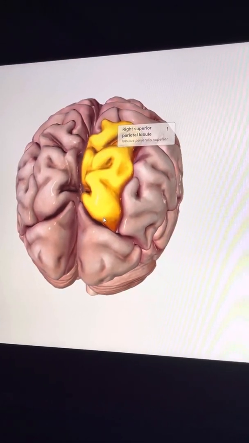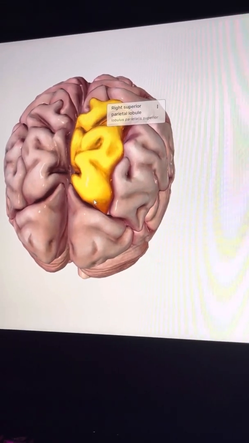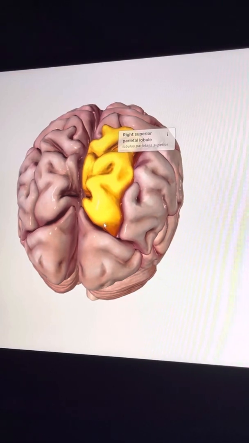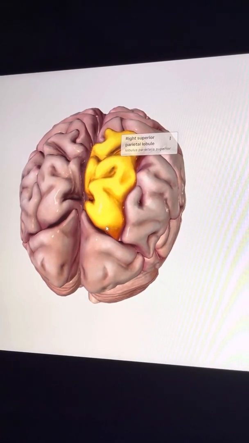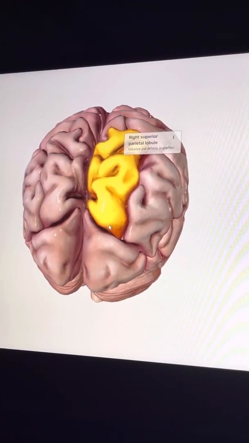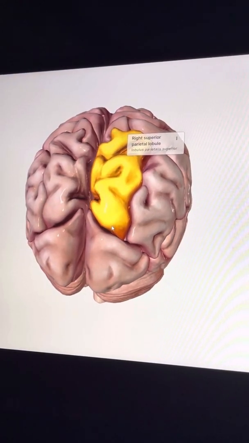And this lobe is involved in various functions. It is also responsible for sensation, perception, and the interpretation of sensory information. Also cognition and spatial orientation.